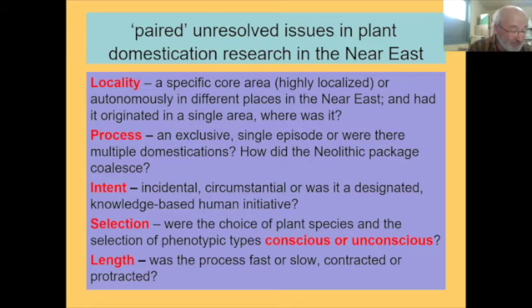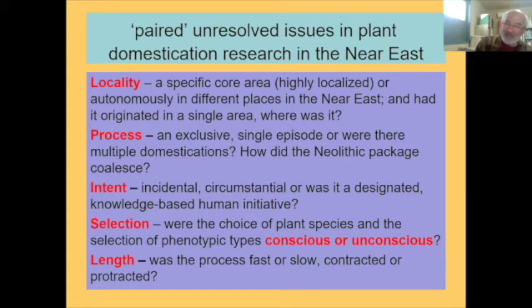Were the choice of plant species and the selection of phenotypic types for domestication conscious or unconscious? And last, length. Was the process fast, an event as far as archaeological resolution goes, or millennia long, or what they call protracted, and took thousands of years?